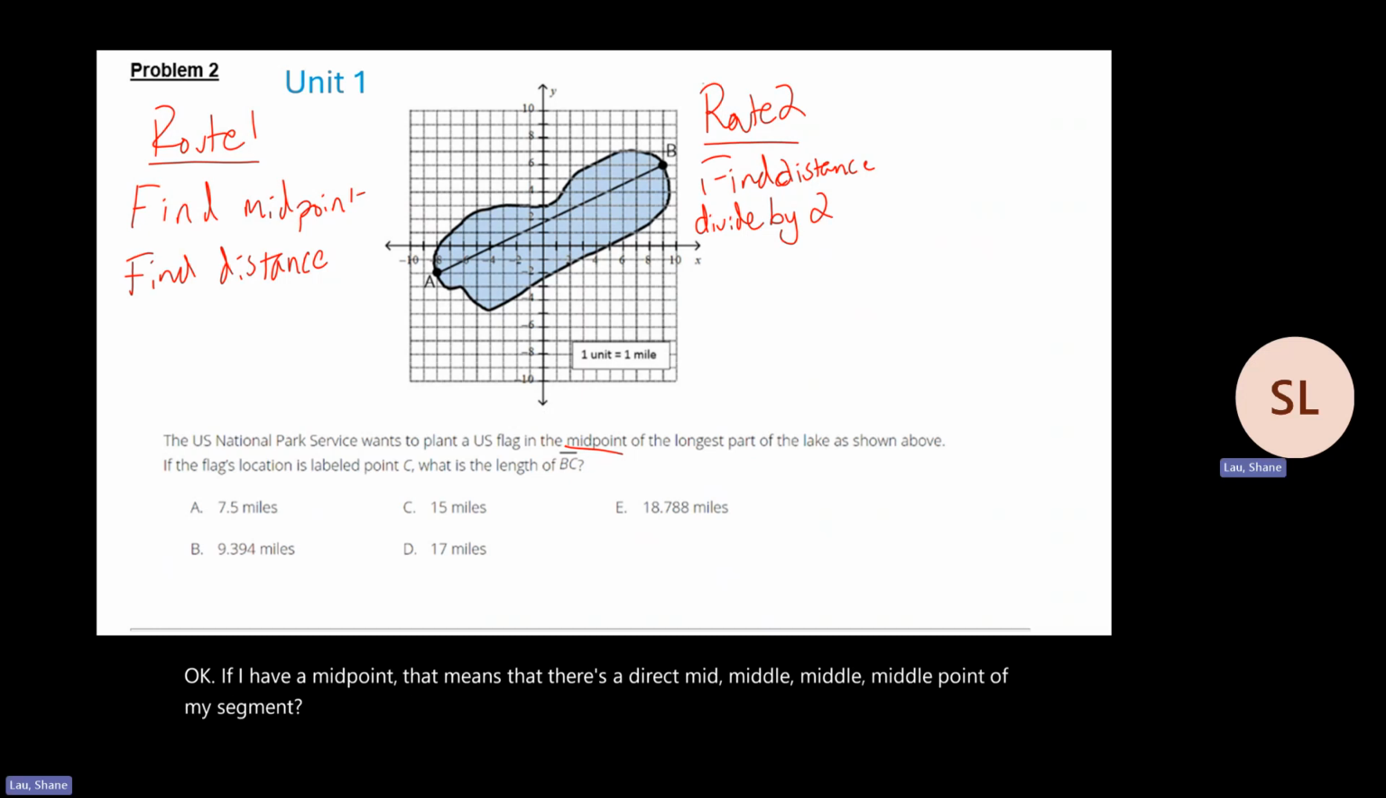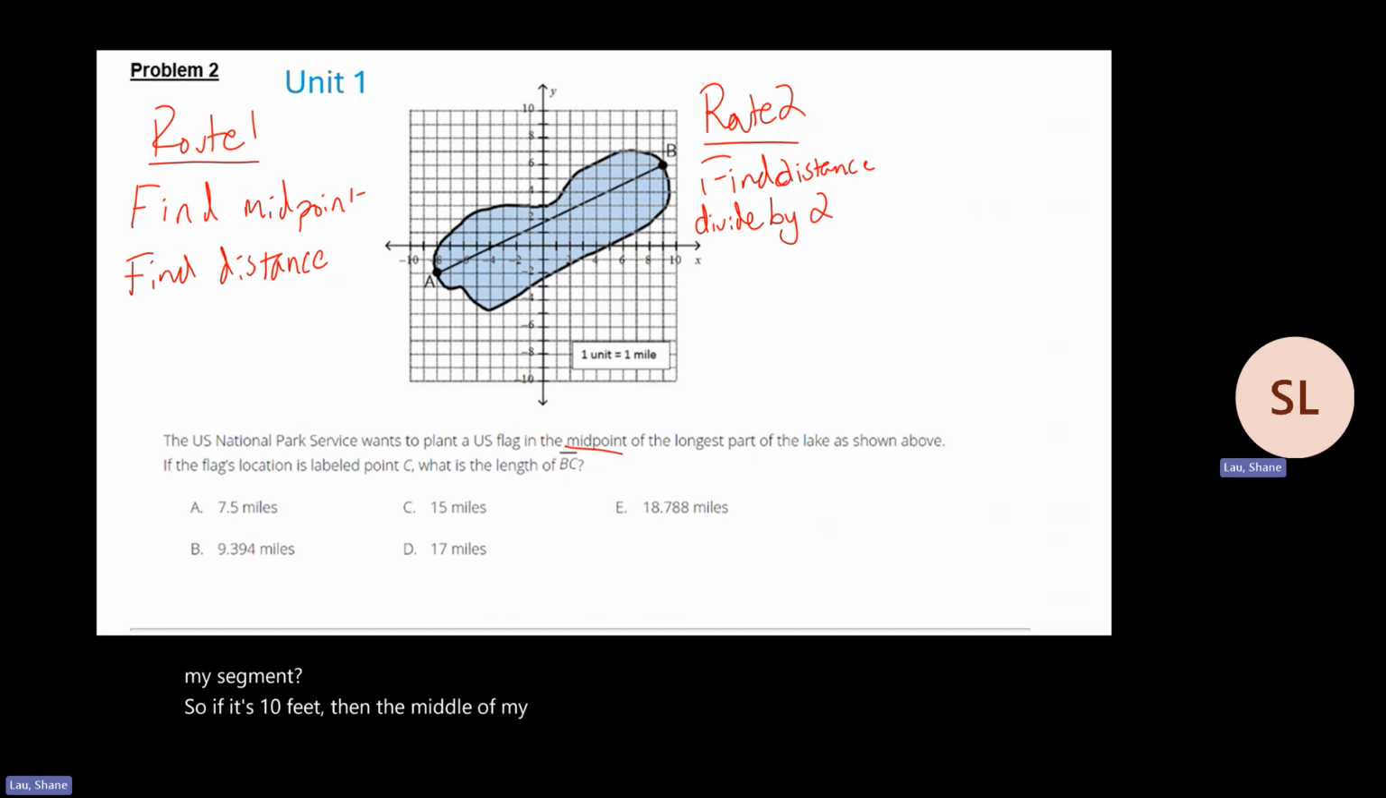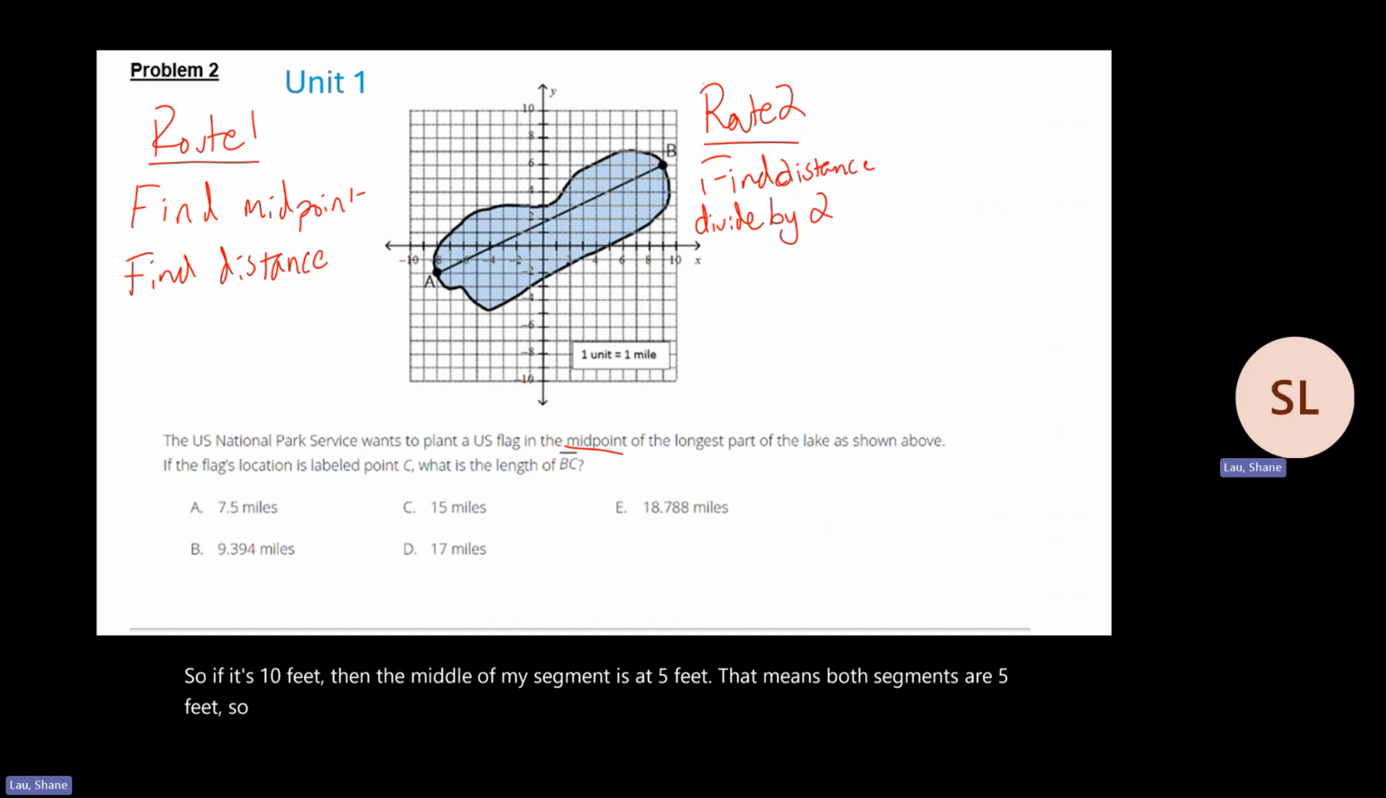So if it's 10 feet, then the middle of my segment is at 5 feet. That means both segments are 5 feet. So that is gonna make sense here. I find that route 2 is gonna be easier, but I think a lot of us need to use route 1. But I'm gonna use route 2 here.